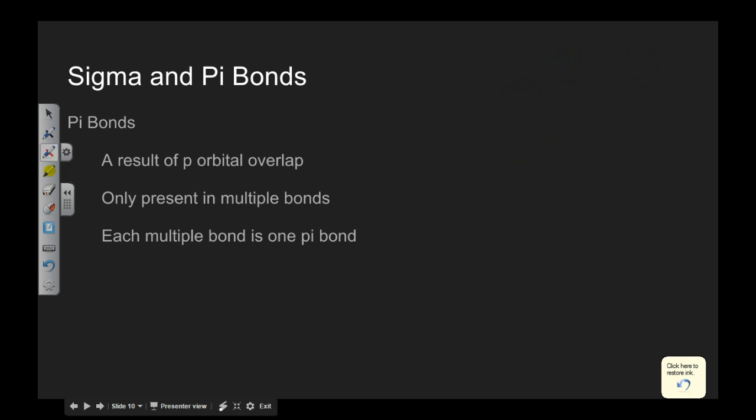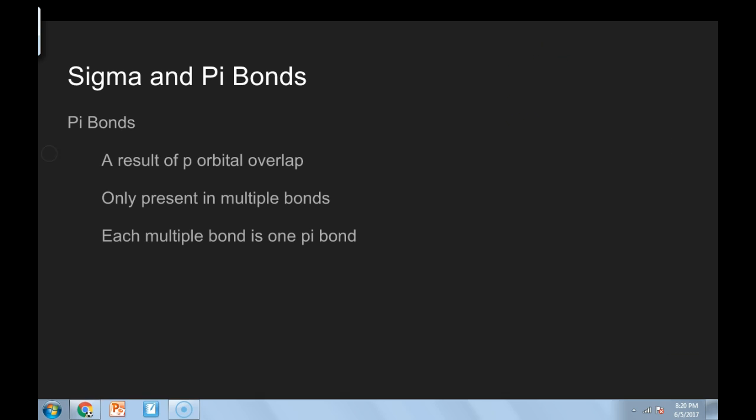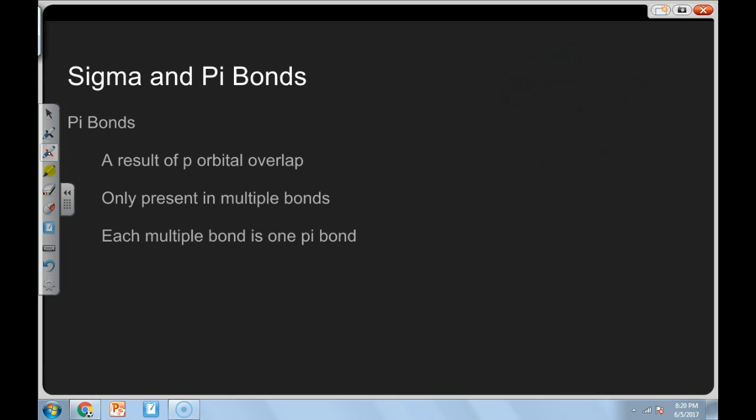Pi bonds are really present only when you have multiple bonds. For something like hydrogen, my example just now, the s orbitals are the ones overlapping, and the electrons can move around however they want. There are no p orbitals overlapping, so there are no pi bonds. That's why sigma bonds are single bonds. That's a mnemonic that I tell people. Sigma bonds are single bonds. It's true, but it's not where sigma comes from.